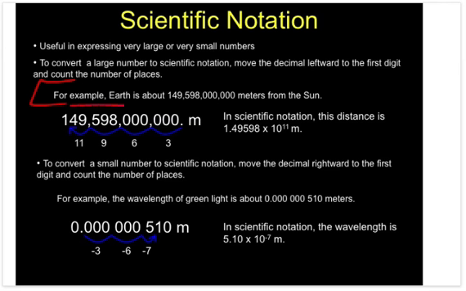So notice this is the distance from the Earth to the Sun in meters. Notice that's a lot of zeros. So what we do is we move the decimal up behind the first non-zero number, and then we count the number of places we move it. 1, 2, 3, 4, 5, 6, 7, 8, 9, 10, 11. So we move that 11 places.